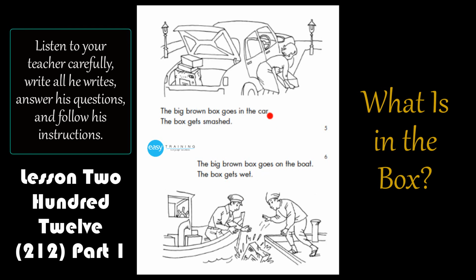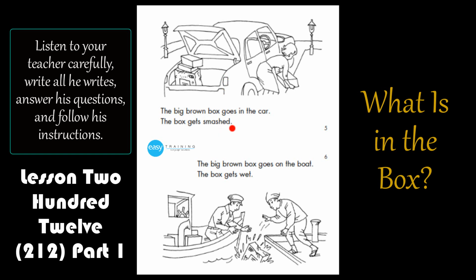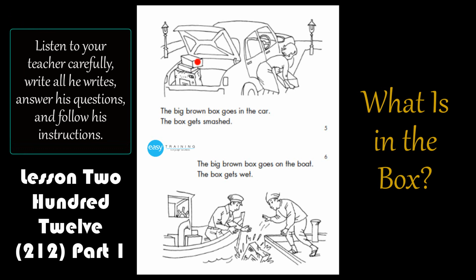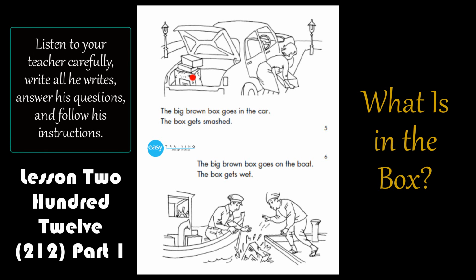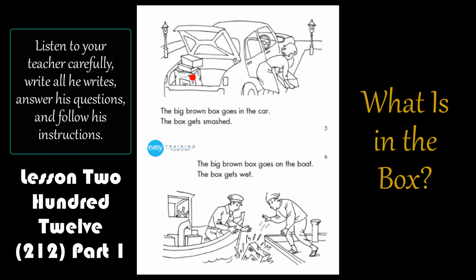The writer says that the big brown box goes in a car, this car, and the box gets smashed. Here is the box. There are two more boxes. We can see two more boxes. These two boxes look neat, but our box, the box that we have been talking about, is not neat anymore.